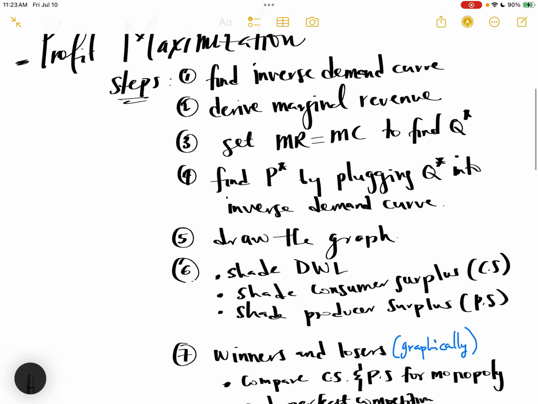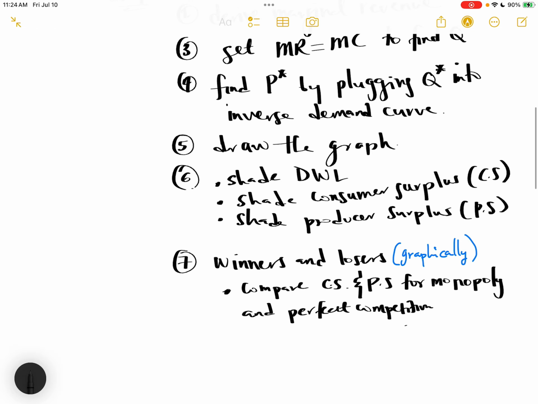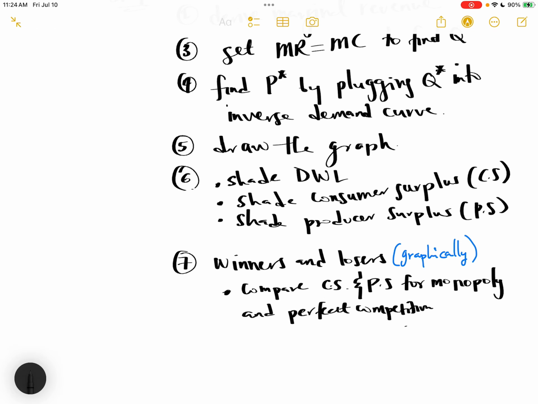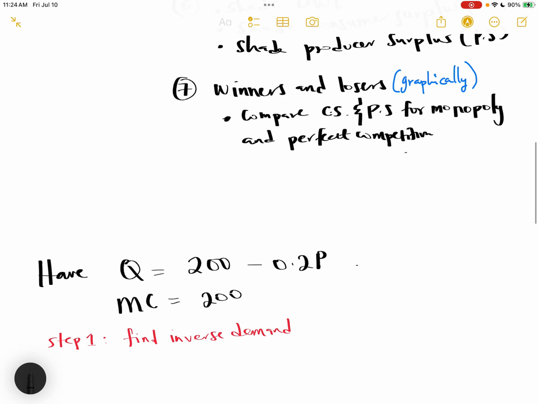After that, we will draw the graph, shade deadweight loss, shade consumer surplus, shade producer surplus, and then we'll do a small comparison for monopoly and perfect competition. We'll compare consumer surplus and producer surplus graphically, right? So let's jump in. Here is the direct demand function that we have. Q equals 200 minus 0.2p, and marginal cost is 200.